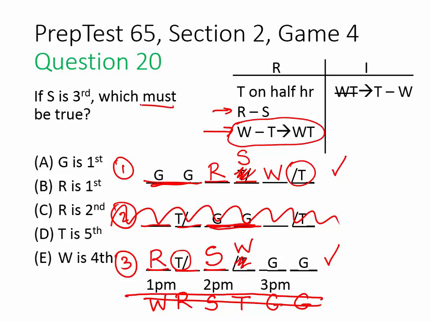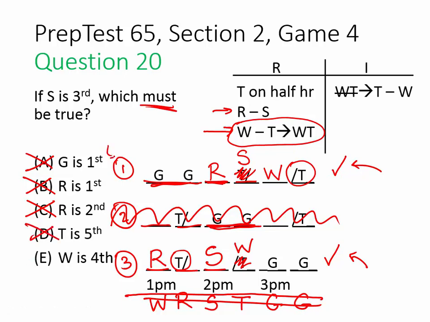So, what must be true? G is first. Well, it's not first down here. R is first. Well, R is not first up here in option 1. R is second. R is second in option 1, but not in option 3 here. T is fifth. Well, T is fifth up on top here, but it is definitely not fifth on the bottom here. What about W fourth?